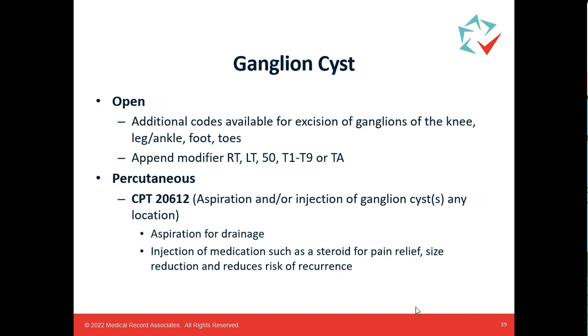We also have a code for percutaneous, which is CPT 20612, and this is aspiration and or injection of ganglion cyst(s), any location. So the aspiration is done for drainage. Your provider can inject medication such as a steroid for pain relief, size reduction, and reducing that risk of recurrence. So if your provider is treating one ganglion and he's aspirating and injecting, you're just going to assign the code one time. You'll see that in this code descriptor, you have the cyst with the parentheses S. So this includes multiple cysts. So single or multiple, and it includes both aspiration and or injection.